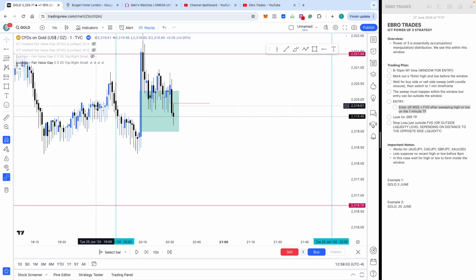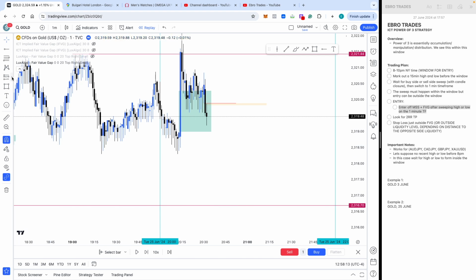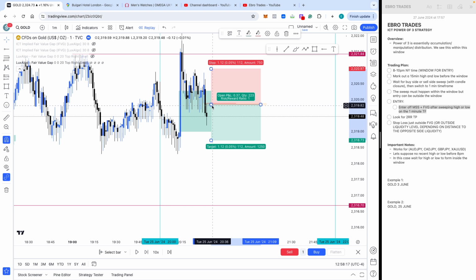It's tiny, but it's there. So let's mark out the fair value gap. It's a very small fair value gap over here. But that fair value gap is enough for me. That's enough confluence for me to enter the trade with a short position. So I'm entering just off this fair value gap.